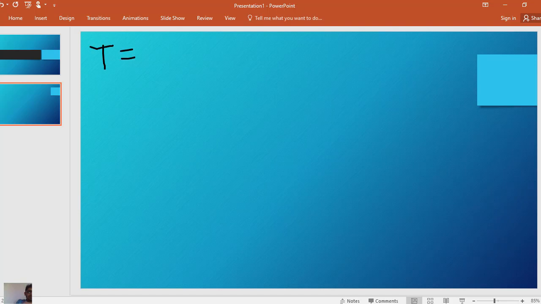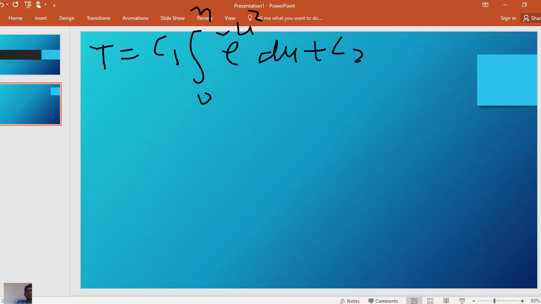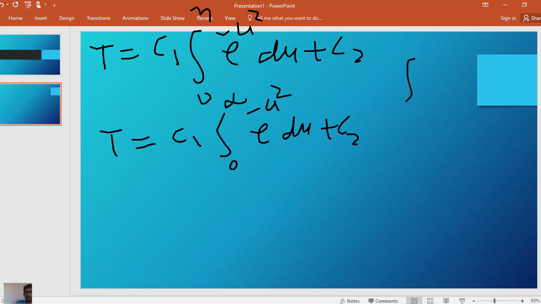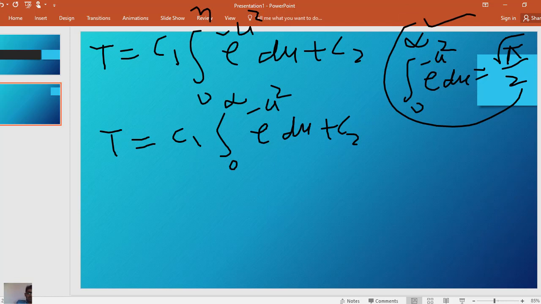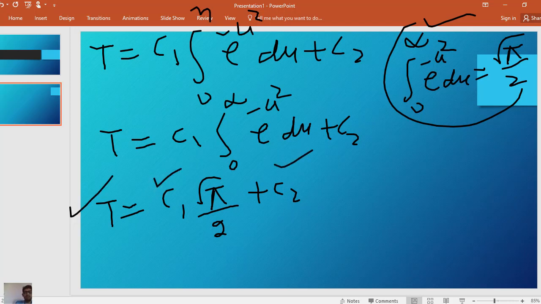So the main equation was C1 integral from 0 to some similarity variable of e to the power minus u square du, plus C2. Again, T is equal to C1 integral from 0 to infinity of e to the power minus u square du, plus C2, and we know that the integral from 0 to infinity of e to the power minus u square du is nothing but root pi divided by 2, as we have derived in this lecture. So T is equal to C1 into root pi divided by 2 plus C2. So this is the value of C1, this is C2, and this is the main equation for temperature and the constants of integration.